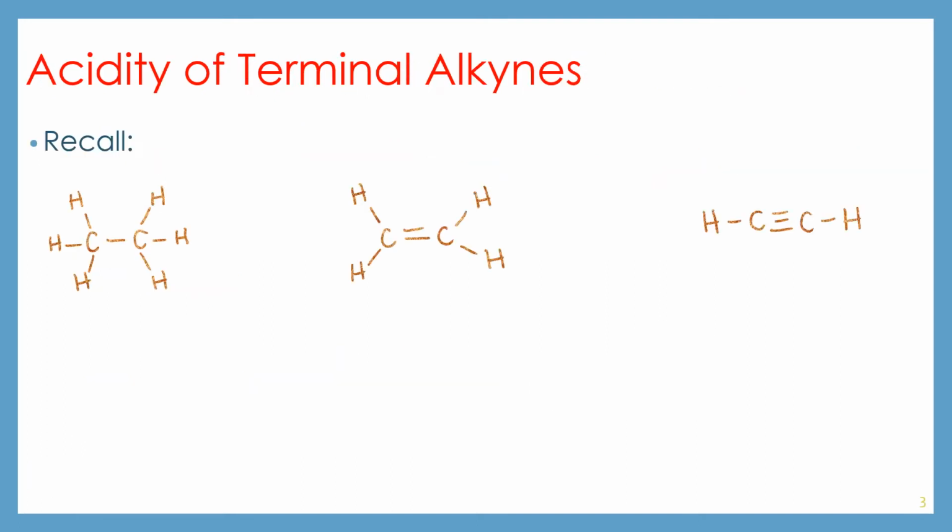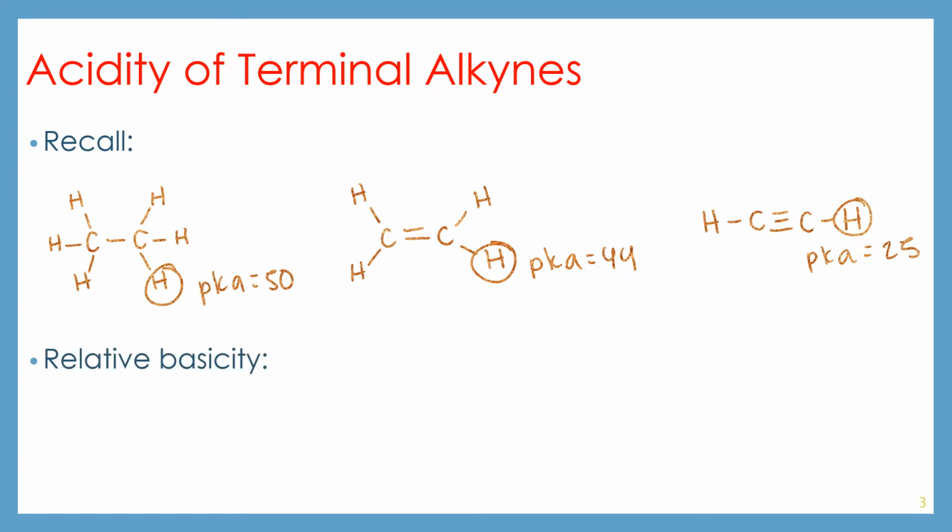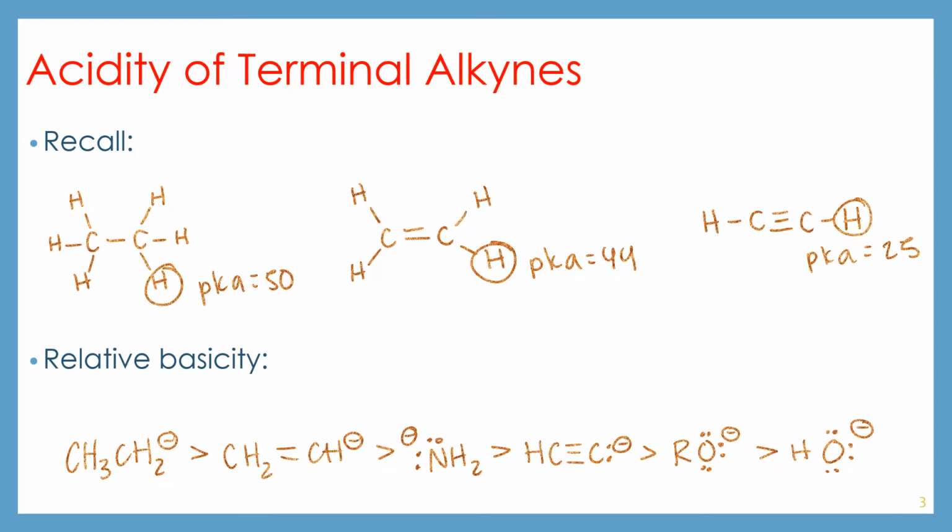Now let's take a look at the acidity of these terminal alkynes. Recall the pKa's of these compounds. The proton on an alkane has a pKa of around 50. The proton on an alkene has a pKa of around 44. And the proton on the end of an alkyne has a pKa of around 25. The relative basicity is going to mirror that. The deprotonated alkane is much more basic than a deprotonated alkyne.